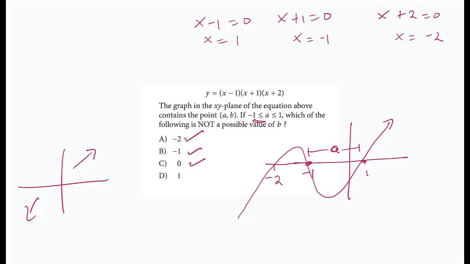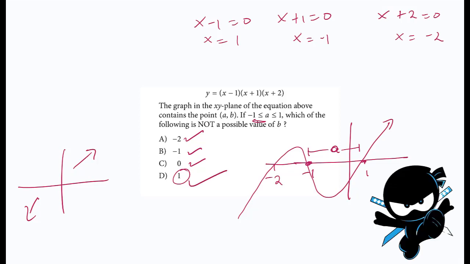Now let's check the last one, which is 1. With that being the case, we know the graph is below the x-axis there, and 1 would be above the x-axis. So it's impossible for the y value of this coordinate (A, B), the coordinate B, to be 1. So that's why D is our answer.